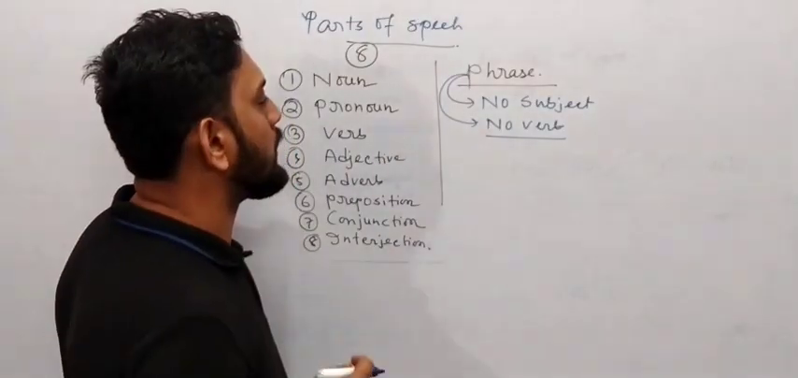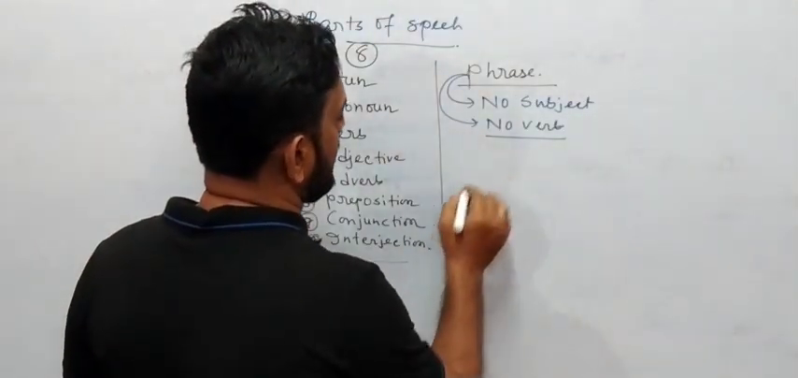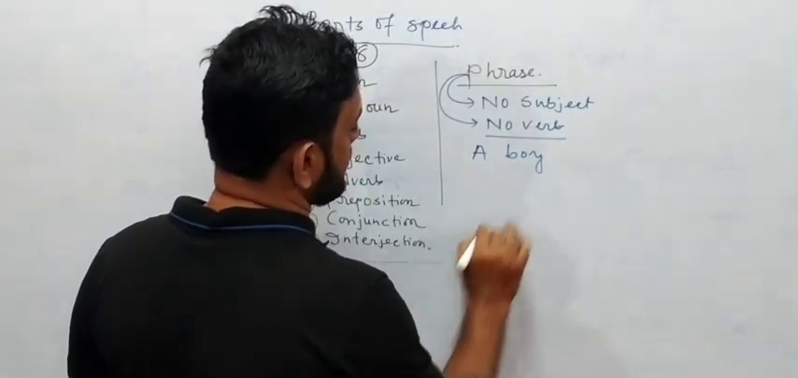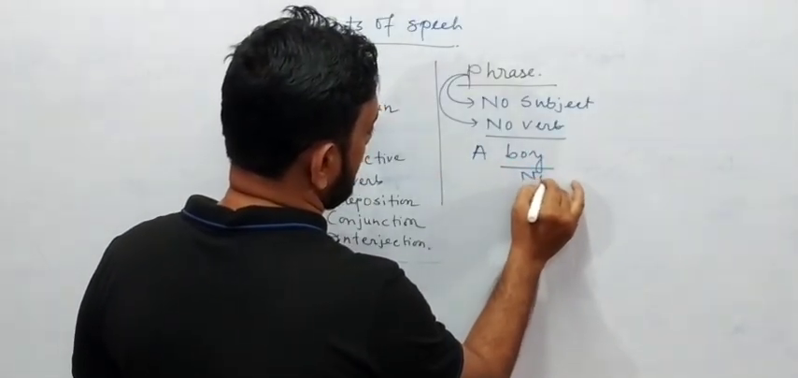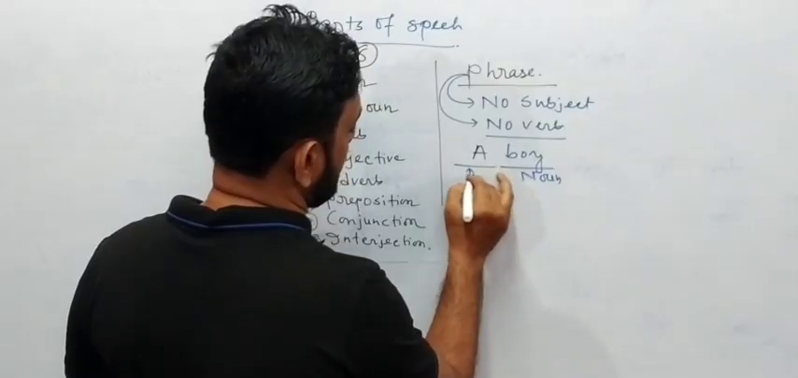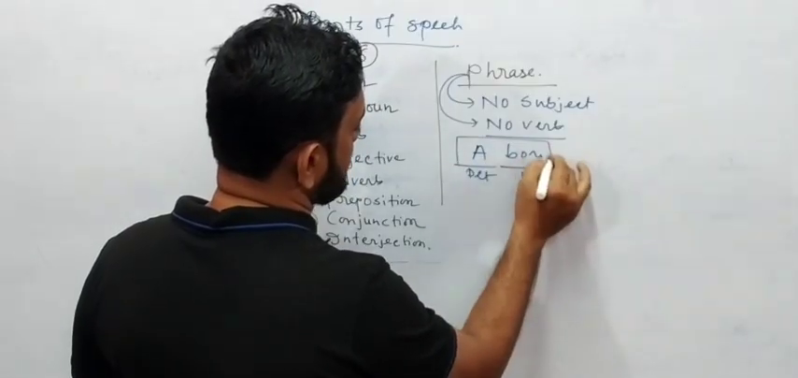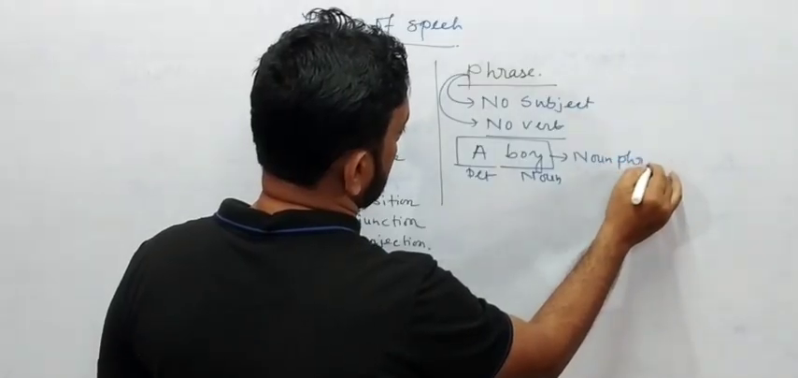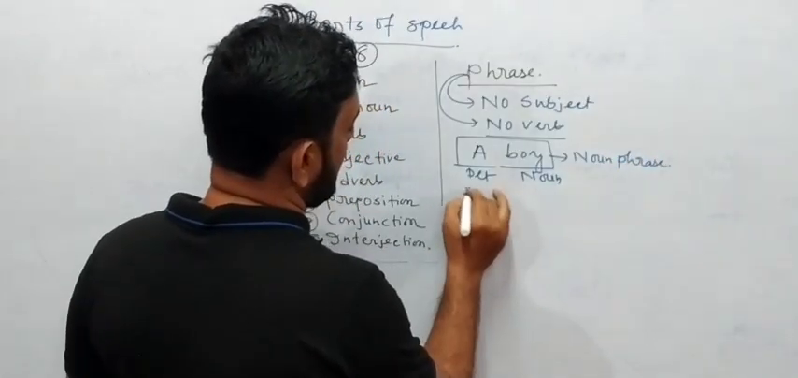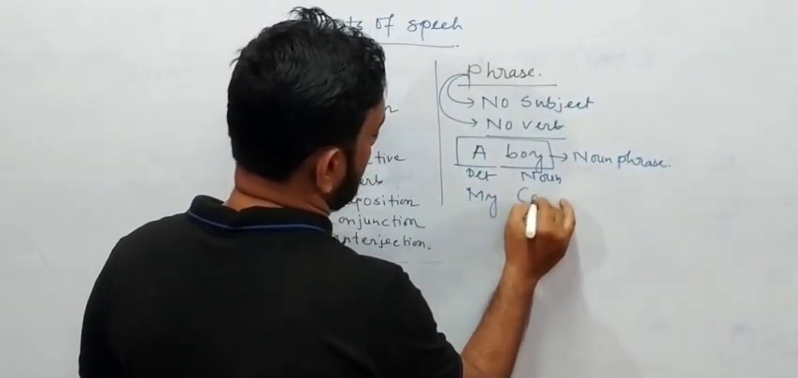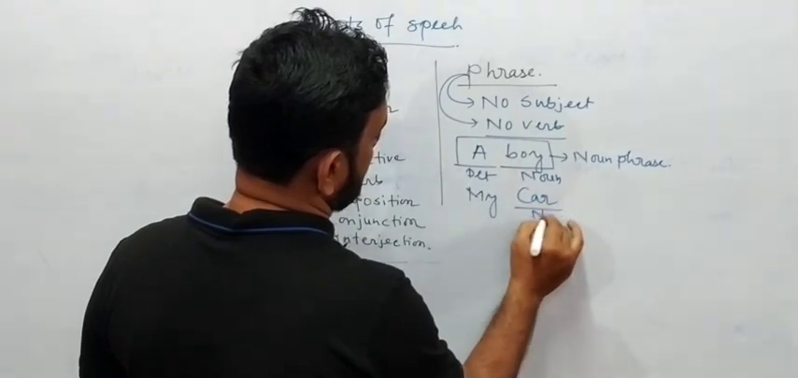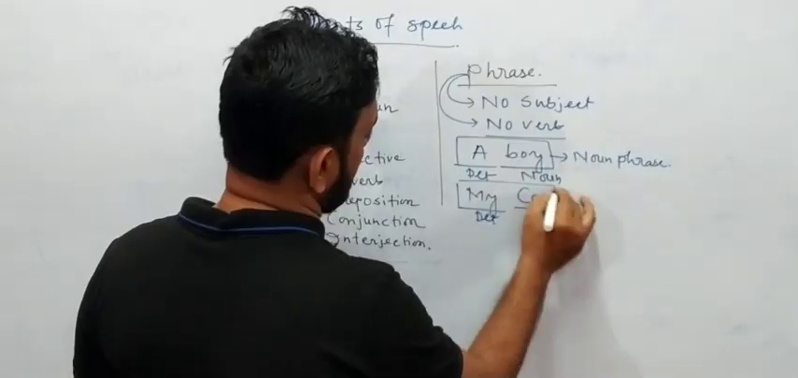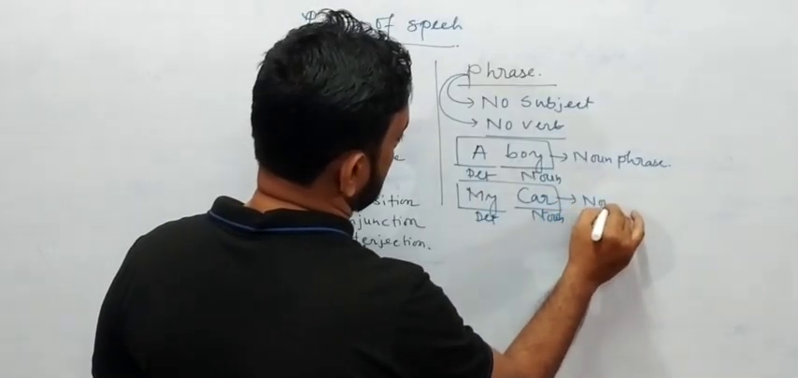You might ask me, sir, can you give an example? Yes, I can write. If I write "a boy", it is a phrase. Boy is a noun and a is a determiner. Determiner plus noun makes a noun phrase. It's a noun phrase. Okay, "my car". Here car is a noun and my is a determiner, and my car forms a noun phrase.